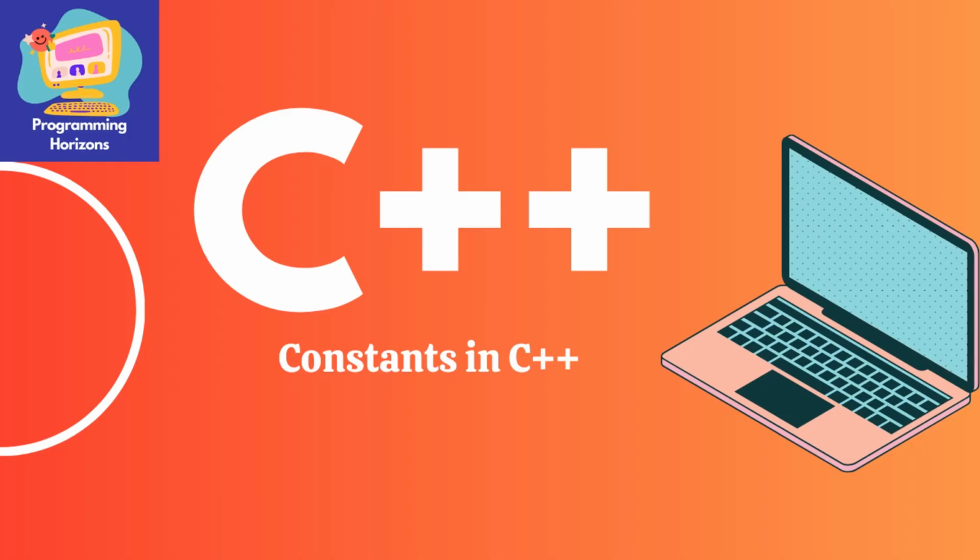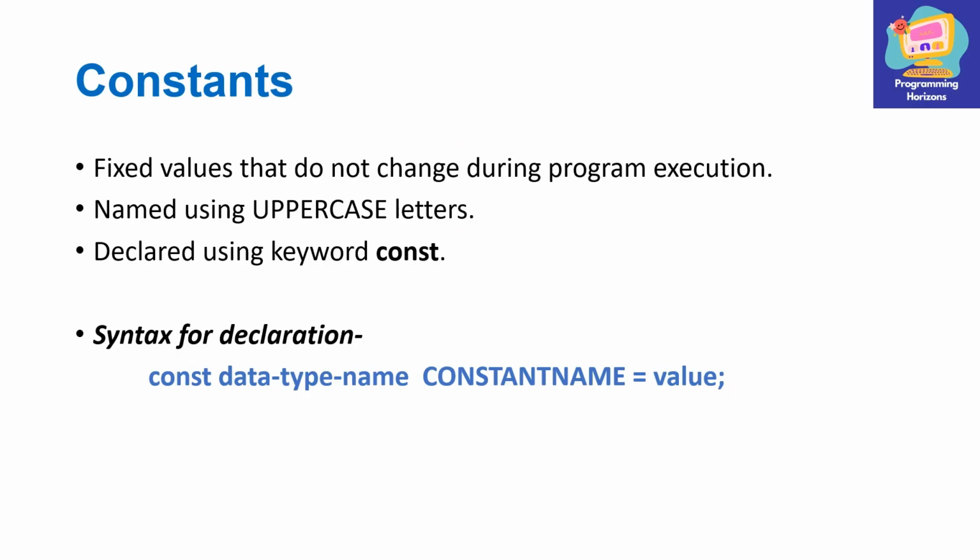Let's learn about constants in C++. Till now we have worked with variables, where values can change any time during the program execution. But what if we want to work with fixed values? Well, we can work with constants in that case. So, by definition, constants are the fixed values that do not change during program execution.